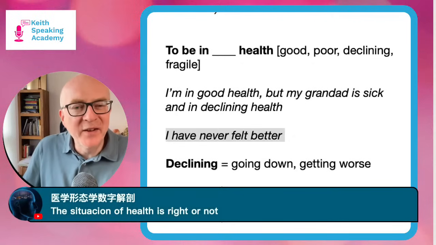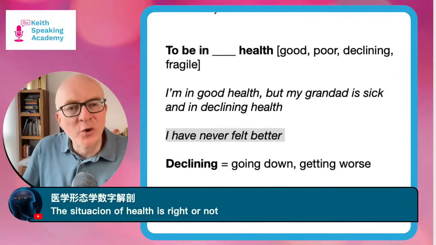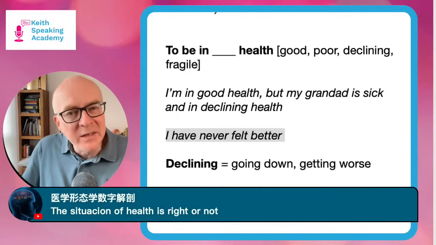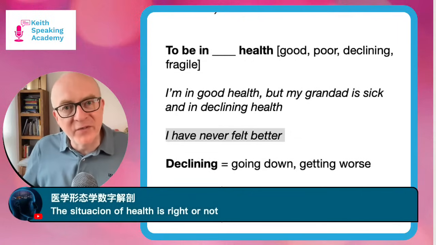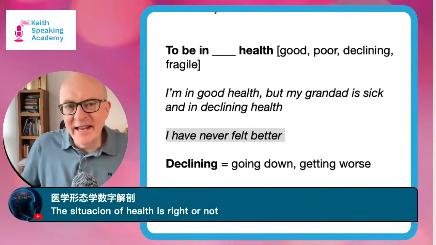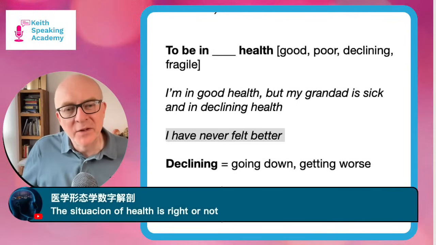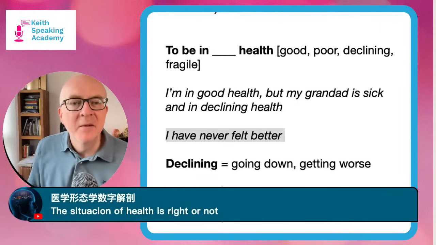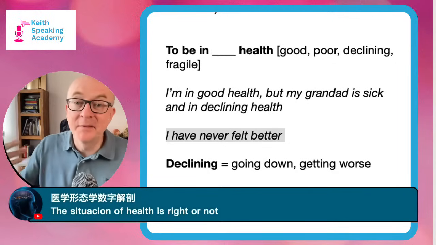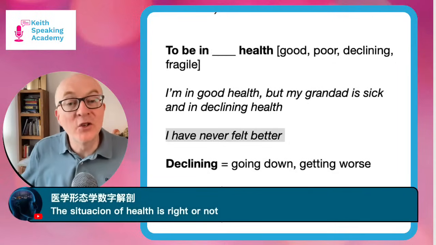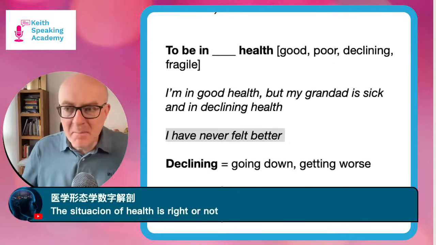So is "the situation of health" right or not? No, not for spoken English. We don't say that. The situation of health? No. I think if a doctor is talking to a patient, maybe. But when you're speaking to a friend and to family and in IELTS, don't say the situation of health. No. My health is good. My health is bad. I am in good health, right? Keep it much, much simpler.